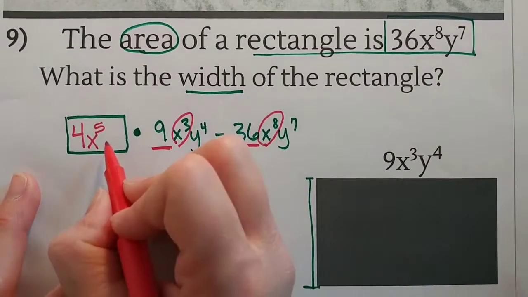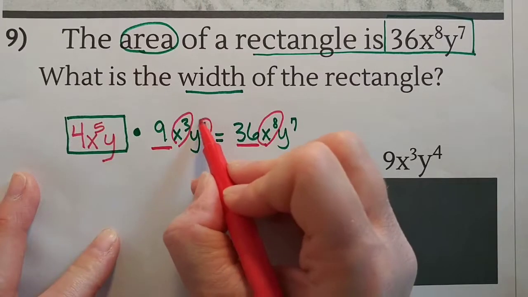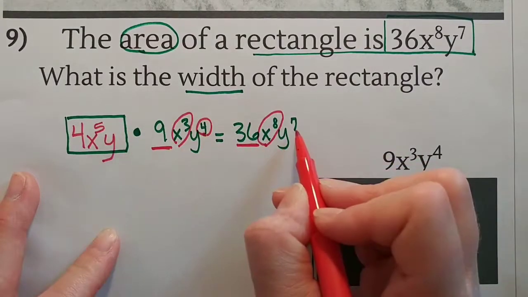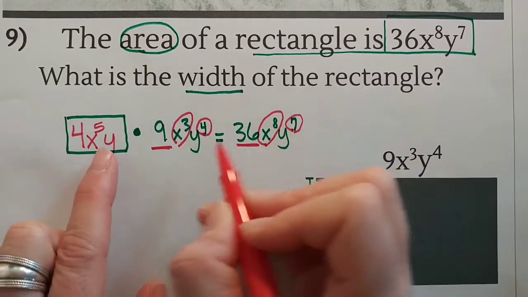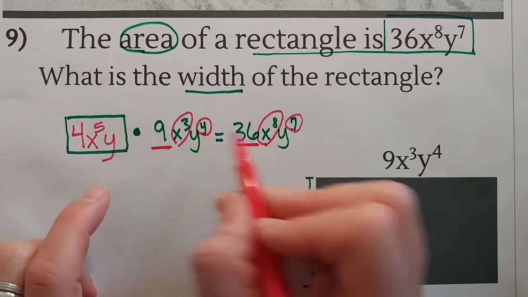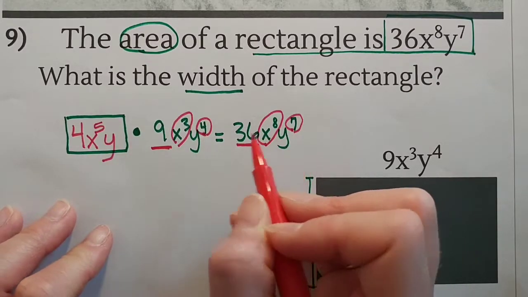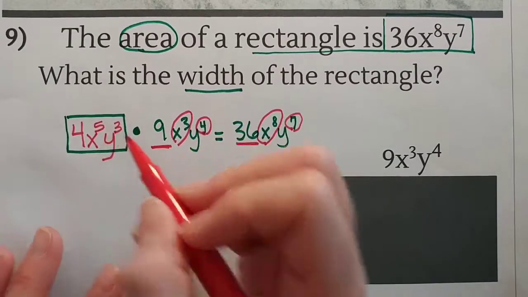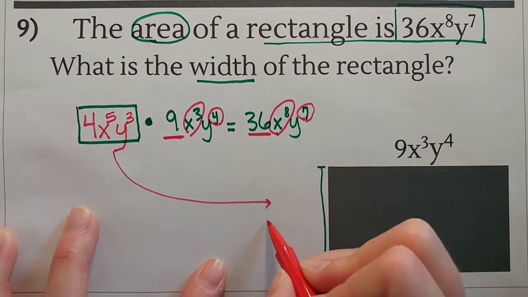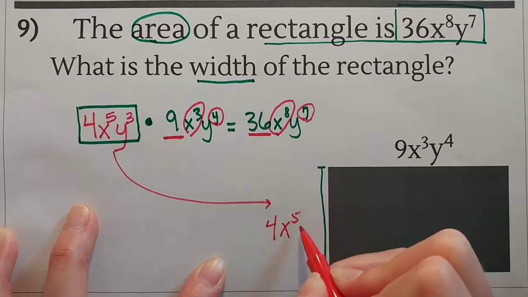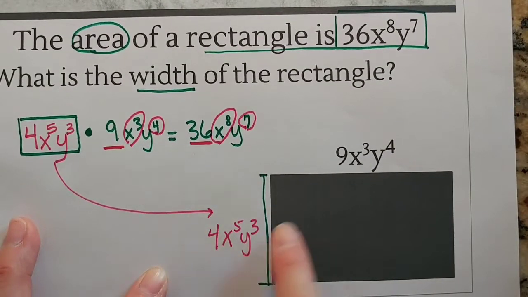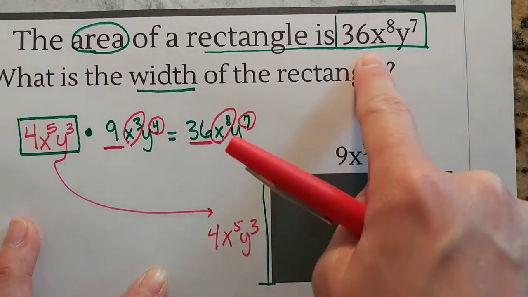Now let's look at the y. This is y to the 4th, and we have to multiply it by something to give us y to the 7th. Again, if I'm multiplying powers with the same base, I have to add the exponents. So what plus 4 would give you 7? You've got it, 3. So here I found the width. The width is 4x to the 5th, y to the 3rd. So if I would take the width times the length, I would have the area.